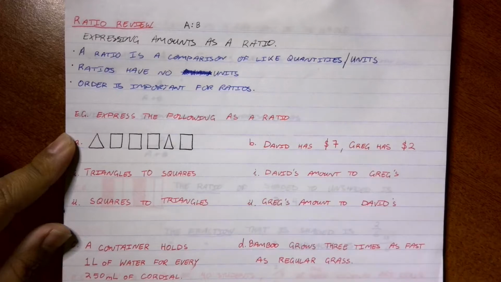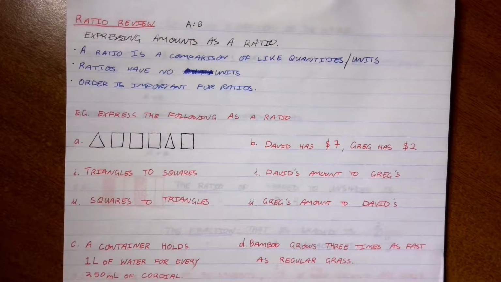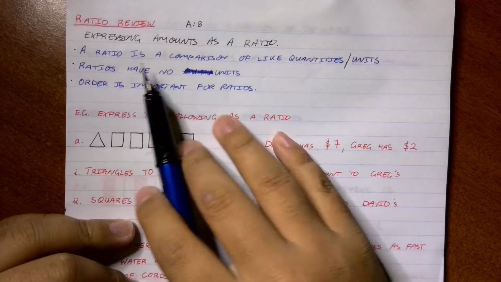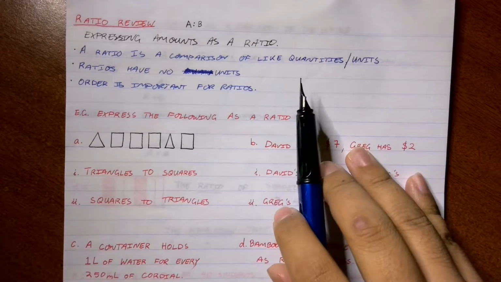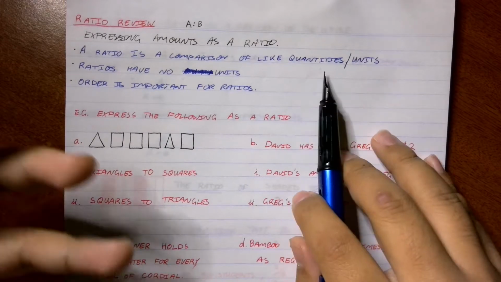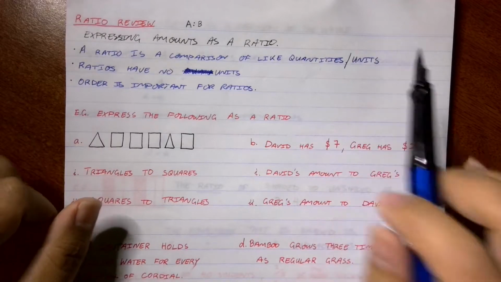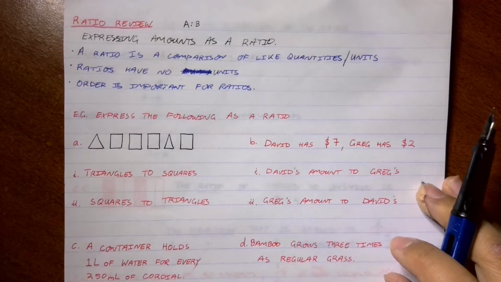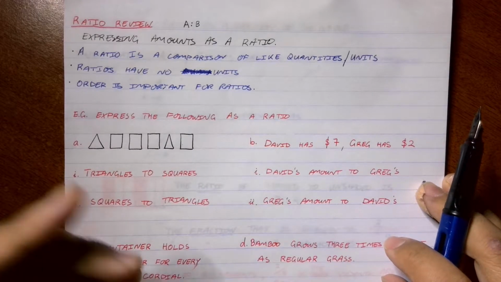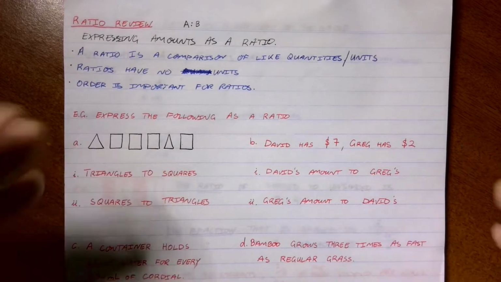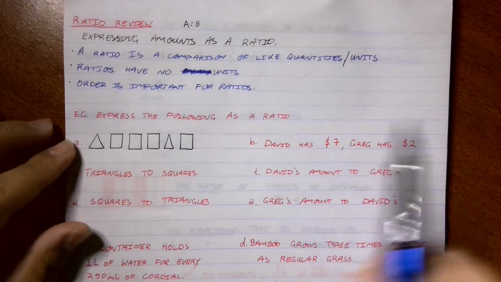The first thing that we need to know is a ratio is a comparison of like quantities or like units. So what this means is that what we are comparing has to be the same units: centimeters to centimeters, meters to meters, dollars to dollars, and so on.